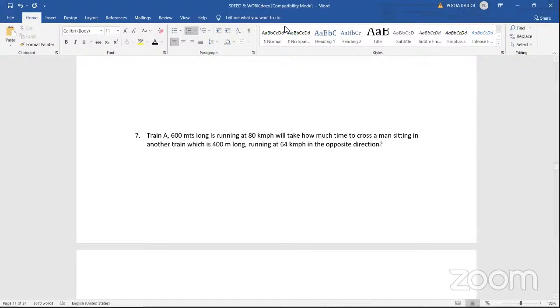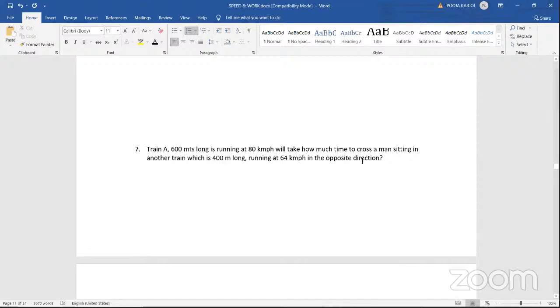Okay. Now they have asked: how much time will it take to cross the man sitting in another train, not the whole train? So if it was just the man, the man is sitting in the train which is running at 64 kilometer per hour, but they have only asked about the man, not the whole train. So you have to assume that the man is walking at the rate of 64 kilometer per hour, because the second train doesn't matter. Understand what I'm saying?